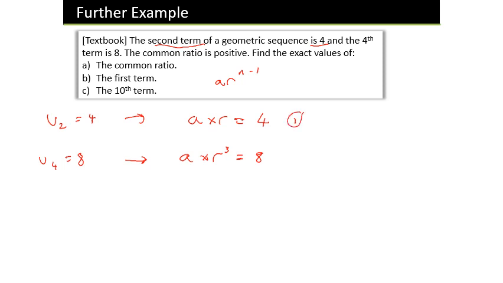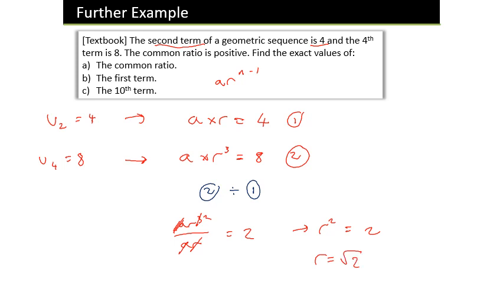I'm going to call this equation 1 and equation 2. If we do equation 2 divided by equation 1, then what we get is this. Therefore, this cancels, leaving us behind with r squared. So we get r squared equals 2, and therefore r is root 2. It can't be negative root 2 because r is positive. So that's our answer to part A. The common ratio r is root 2.